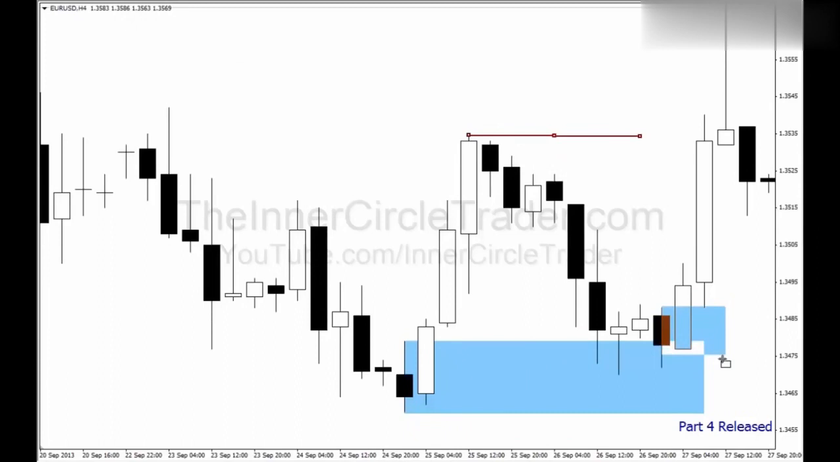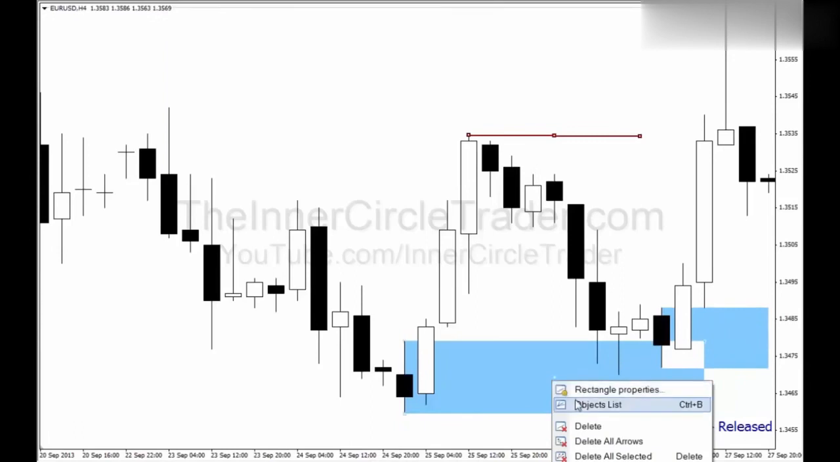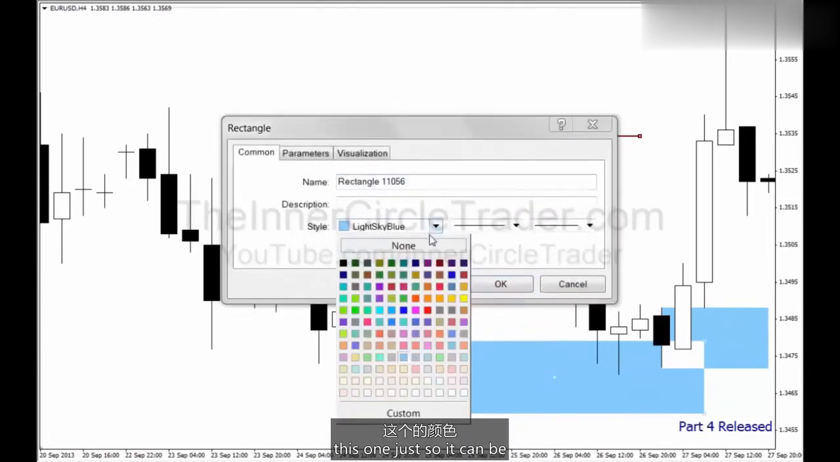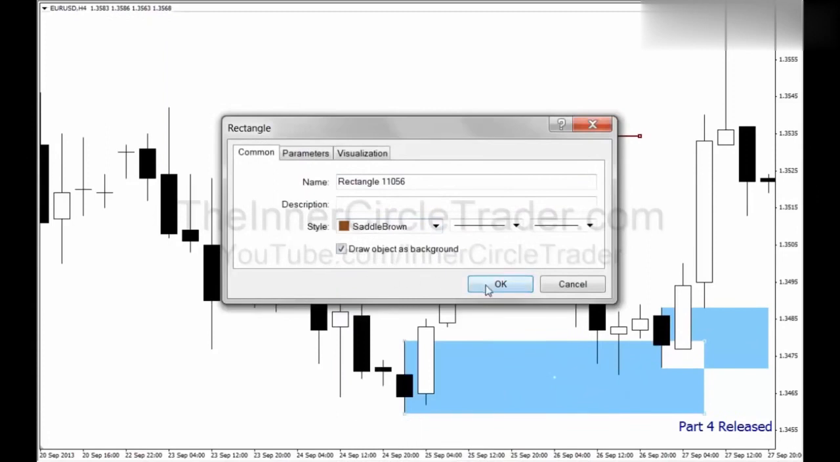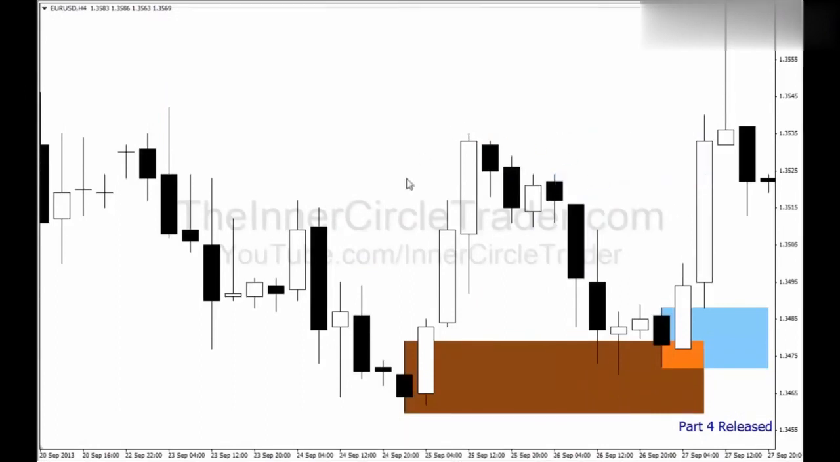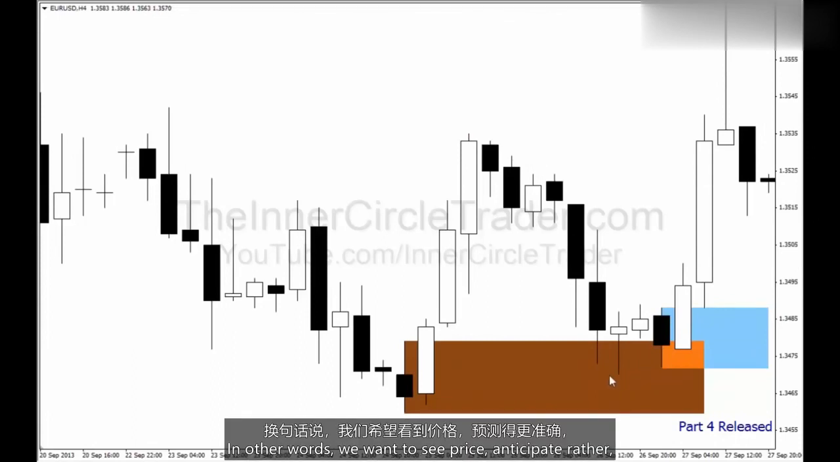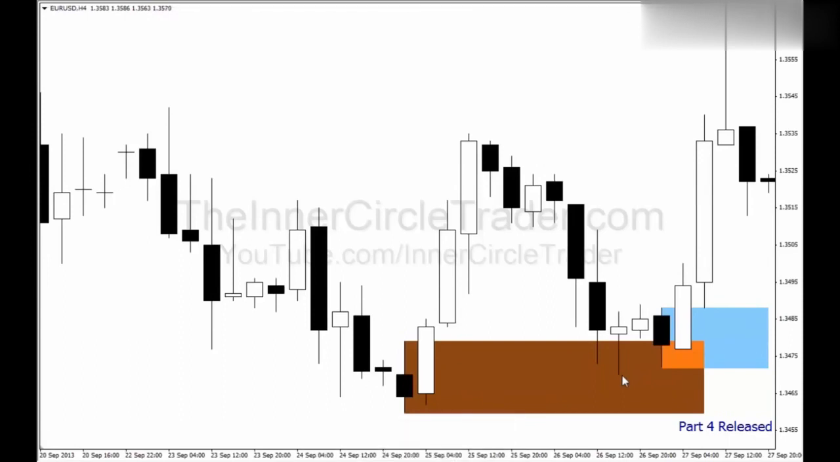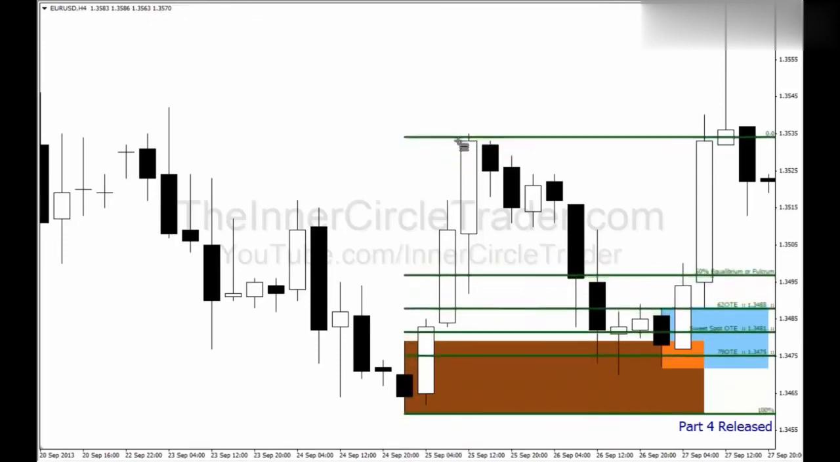Okay, so again we have this block and this block, and I'm going to just change the color of this one just so it could be slightly different, or in this case drastically different. So we have market structure again shifted bullish here. The low was maintained here, made a higher high here. So this low is sensitive. In other words, we want to see price, and anticipate rather, price staying above this low. Okay, but let's pull our fib across these ranges.